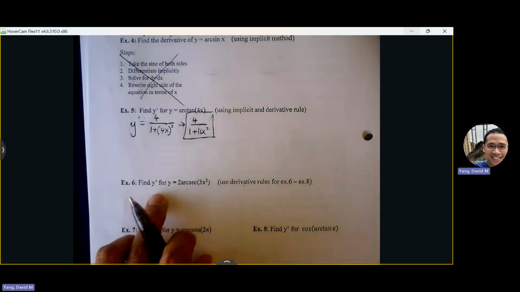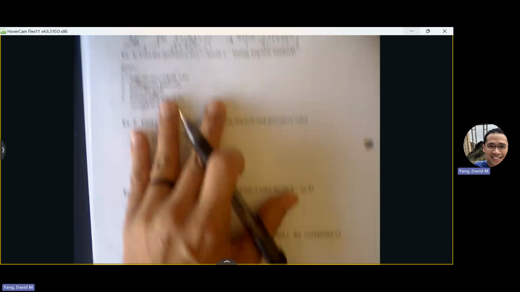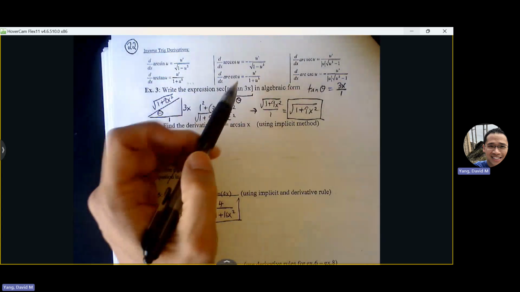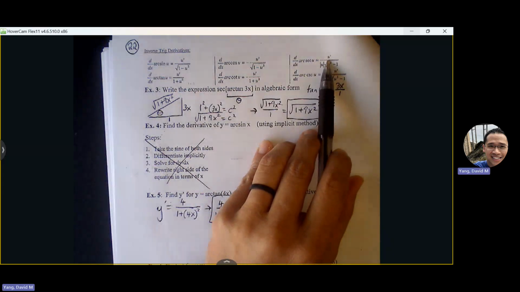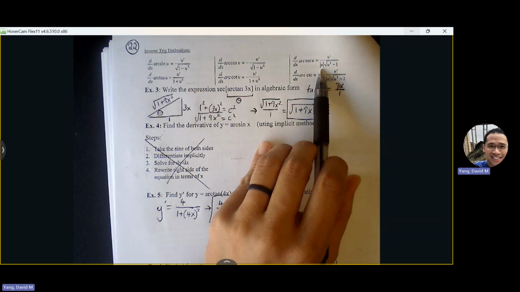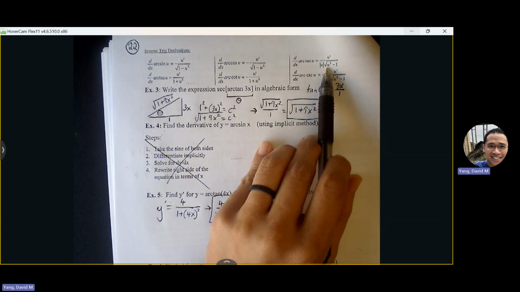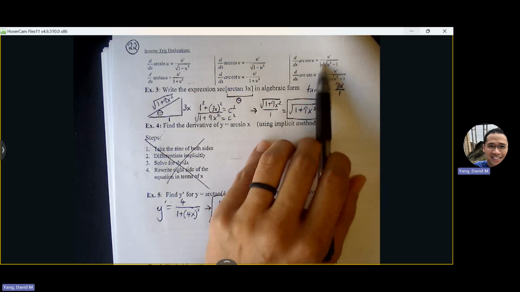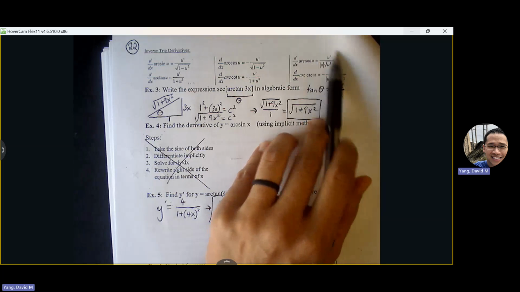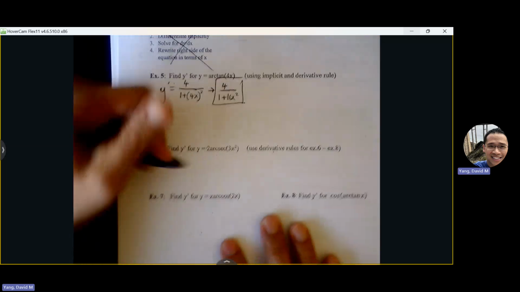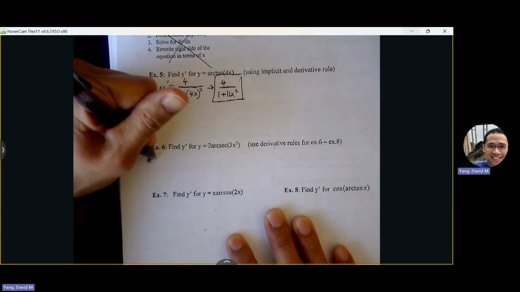Okay, example 6. Find y prime for y equals 2 arc secant of 3x squared. If we look at arc secant, it's the most complicated looking rule here. It's got the u prime in the numerator, just like with arctangent, but the denominator is absolute value of u times the square root of u squared minus 1. We just have to fill in u prime and u values to get to the derivative. So I'll write the rule here so we can just apply it.